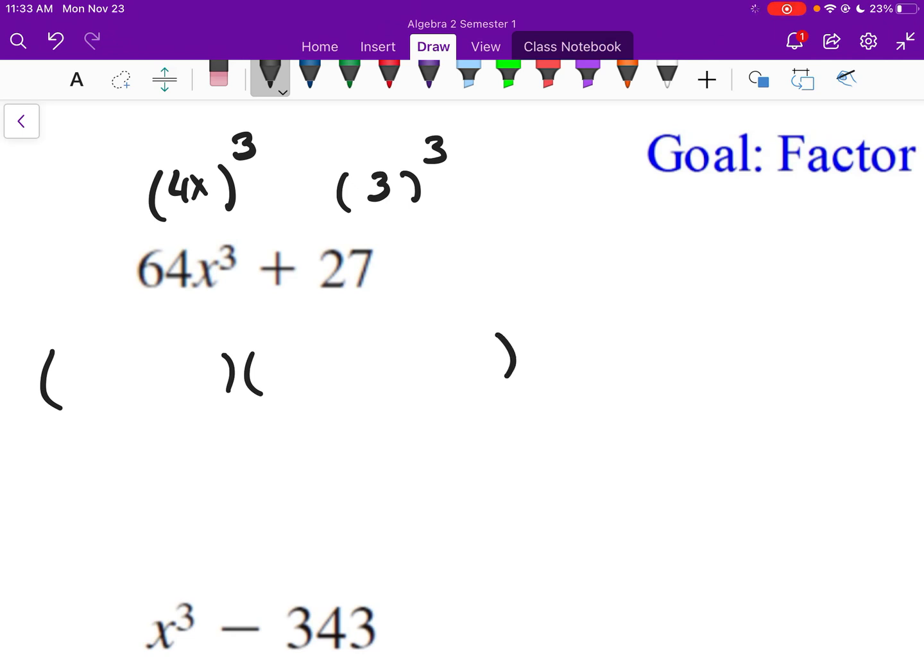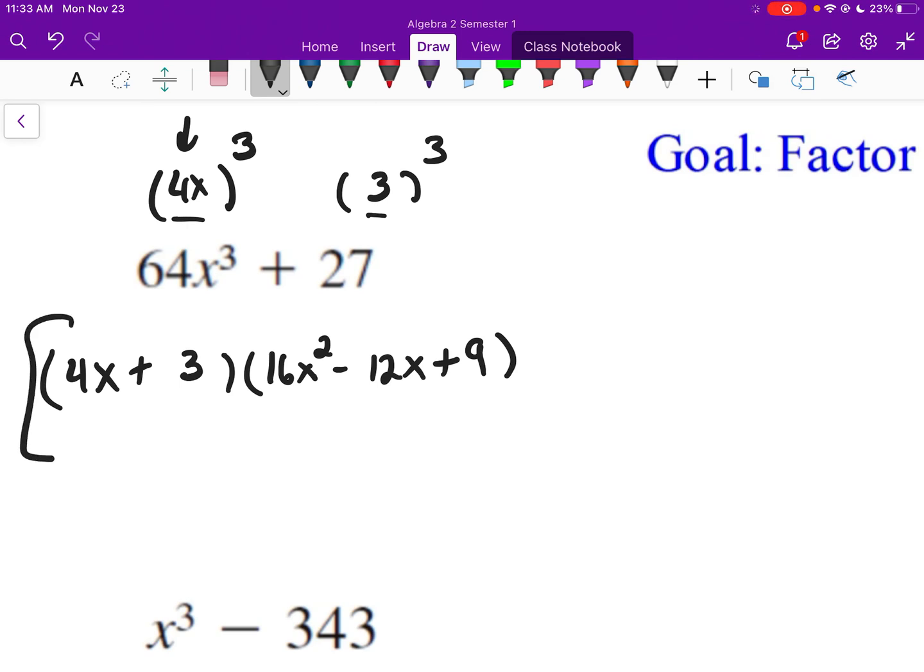So I'm going to set up my binomial and my trinomial: 4x, 3. Okay, and then I'm going to square 4x, which will give me 16x squared. Multiply 4x times 3, which will give me 12x. And then finally squaring 3 will give me 9. Same sign, opposite sign, always positive.